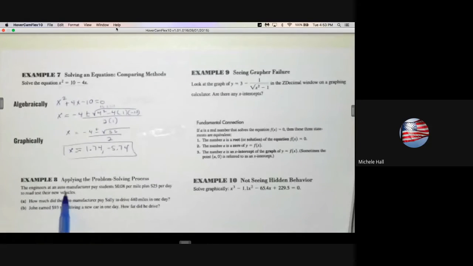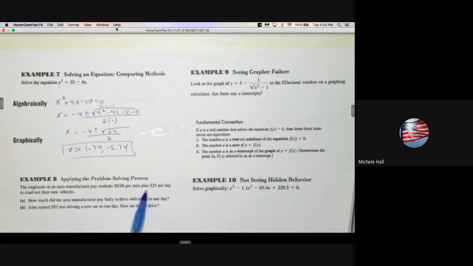Example 8. The engineers at an auto manufacturer pay students 8 cents per mile plus $25 per day to road test their new vehicles. How much did the auto manufacturer pay Sally to drive 440 miles in one day? All right, there's no equation. I'm going to have to come up with something myself.